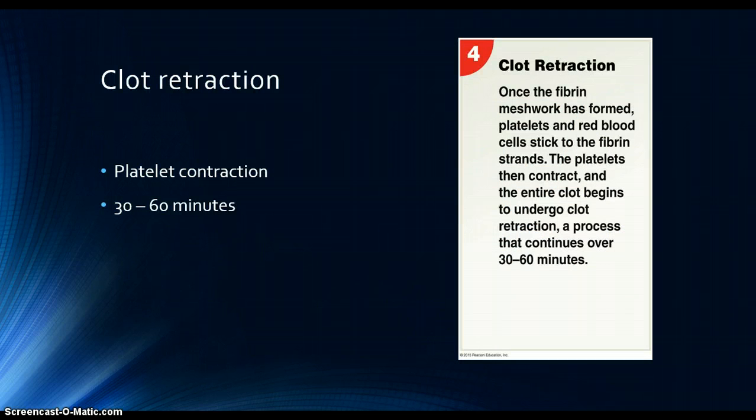Once we get our clot, the interest in the tissue repair is to bring the edges of the damaged tissues closer together. Basically what happens here is that the platelets contract, and that pulls the edges together, pulls the clot inward and smaller. This is going to occur over about a 30 to 60 minute time period.